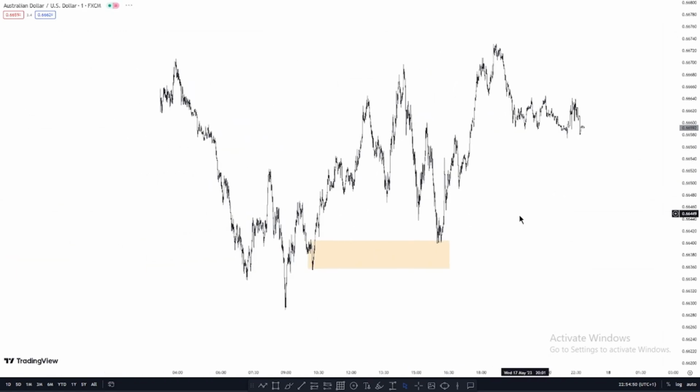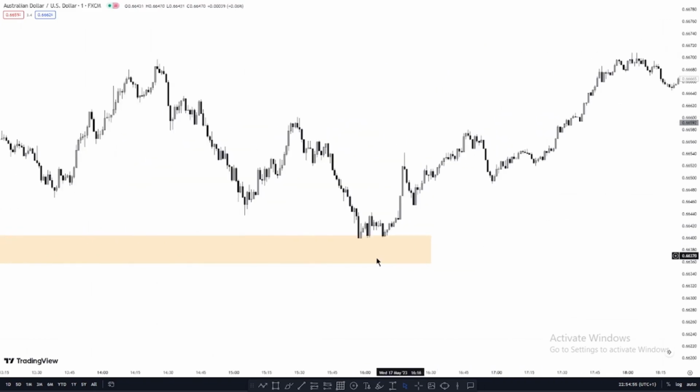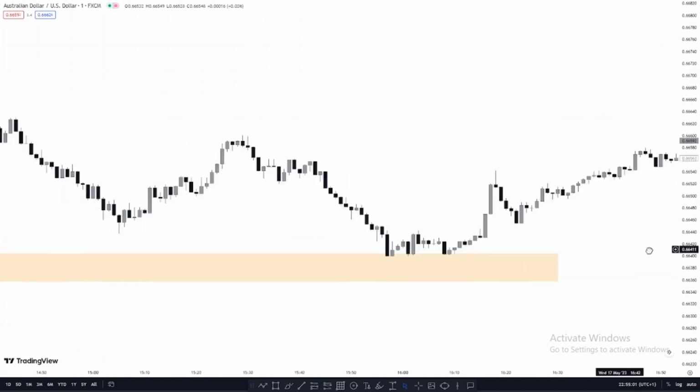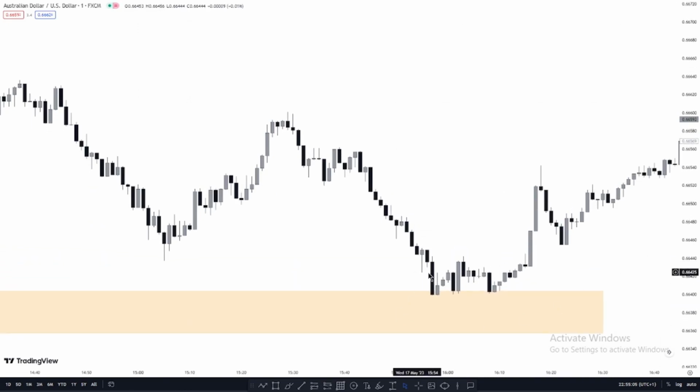Okay, so this is where we marked. Price has come into this higher time frame point of interest. So where is your CHoCH here? Remember, when it taps into your higher time frame point of interest, you have to identify where your CHoCH is. Now, this is your CHoCH in the market.